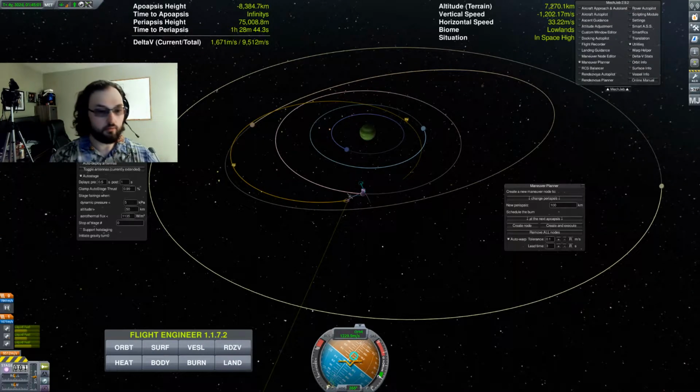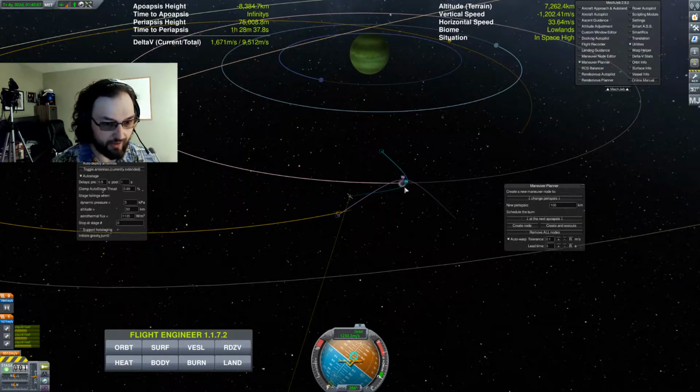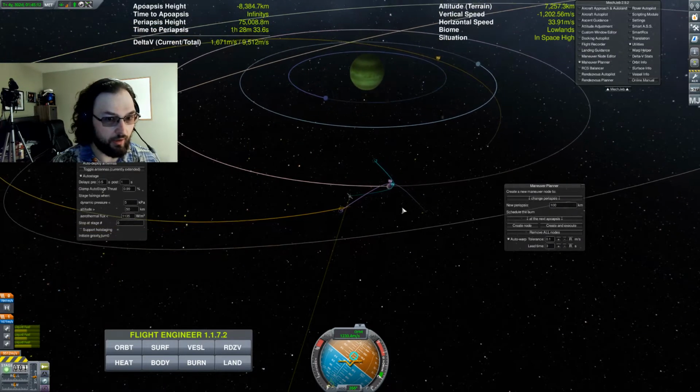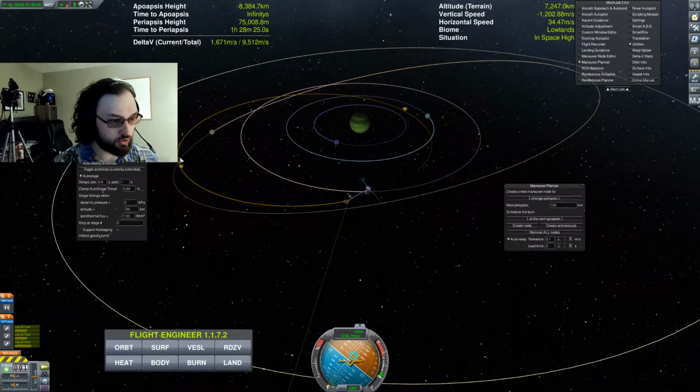Here we are with a spaceship in orbit around, well, it's not really in orbit around anything. It's on an encounter with Tylo, which is one of the moons of Jool. And after it finishes its encounter with Tylo, it's going to escape the orbit of Tylo. And then after escaping the orbit of Tylo, it's going to be in orbit around Jool.